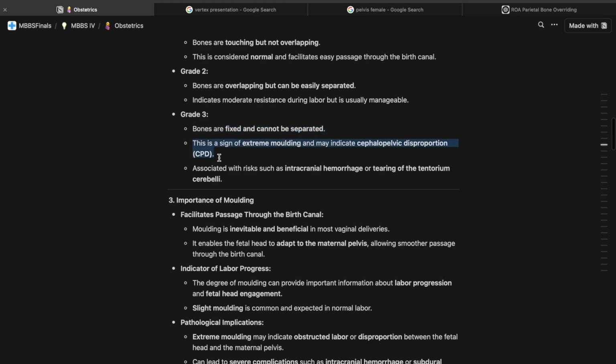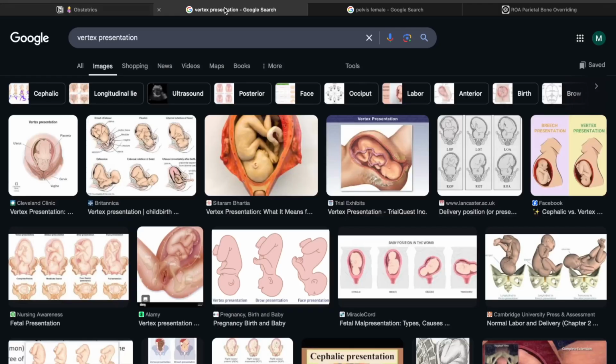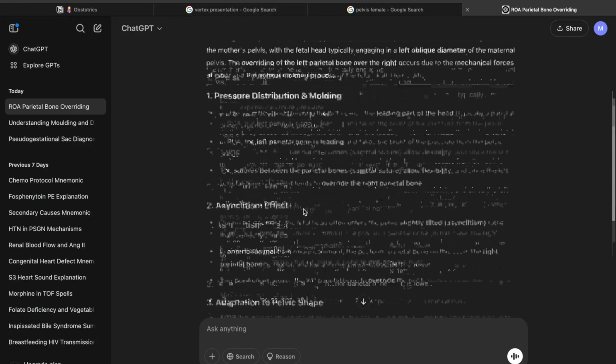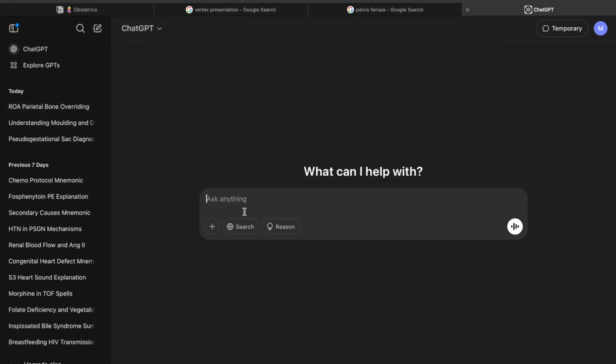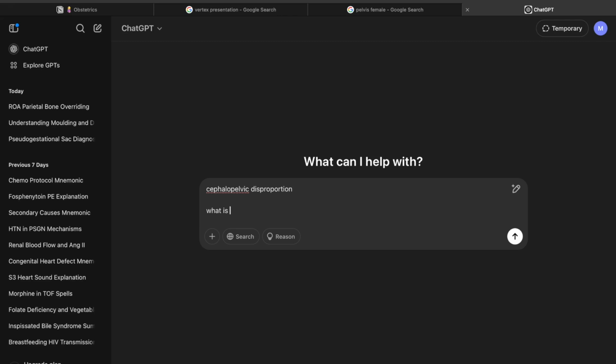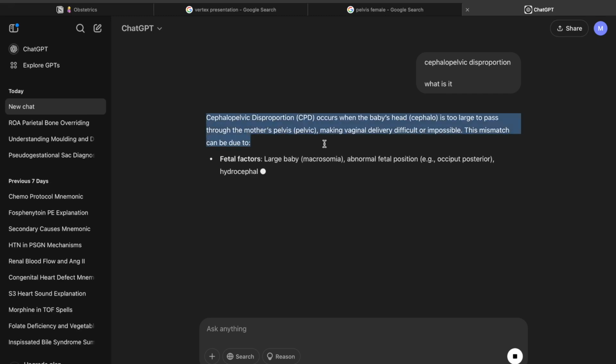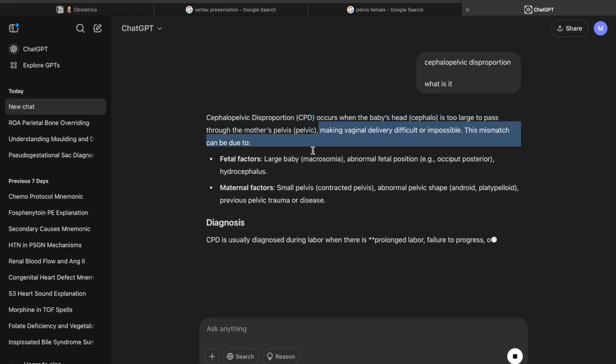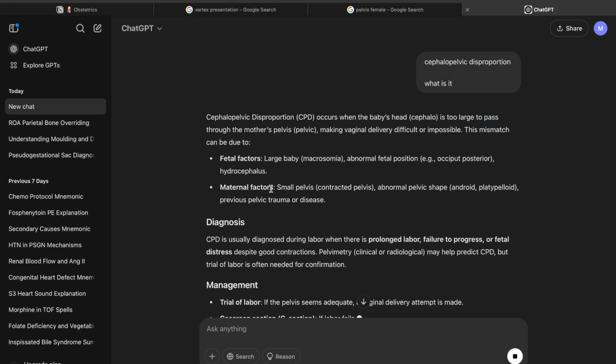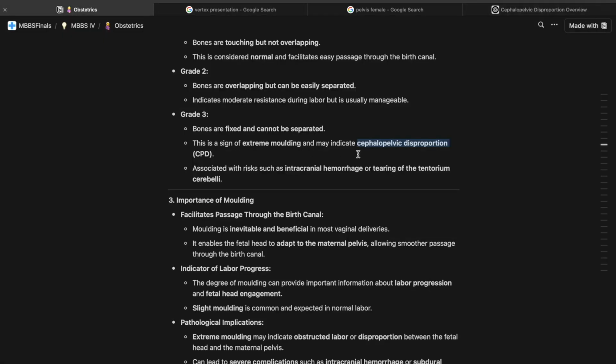This is a sign of extreme molding, and may indicate cephalopelvic disproportion, associated with risks such as intracranial hemorrhage and tearing of the tentorium cerebelli. First, let's see what cephalopelvic disproportion is. It's a separate question, but let's just ask: CPD, what is it? It occurs when the baby's head is too large to pass through the maternal pelvis, making vaginal delivery difficult or impossible. This mismatch is due to various factors: either the fetal size is big or the maternal pelvic size is small.